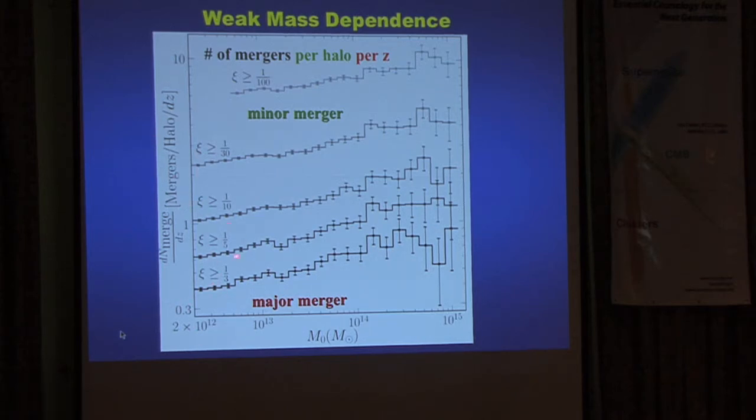That is to say, on average, a halo, regardless of its mass, experiences about 1 merger that's within a mass ratio of 1 to 10 per redshift. And there are up to 10 if the mass ratio is about 1 to 100, so these are fairly minor mergers, and there are fewer major mergers. So this is at redshift 0.